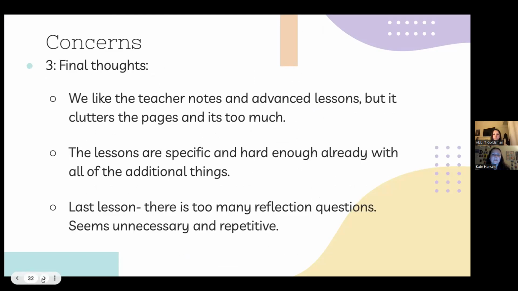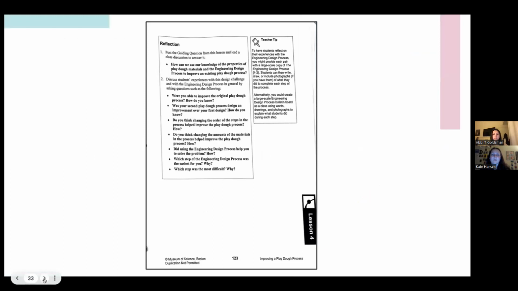Final thoughts. We like the teacher notes and advanced lessons placed throughout, but it clutters the pages too much. The lessons are specific and hard enough already with all the additional things added. And with the last lesson, it seemed to be too many reflection questions, and it's a little unnecessary and repetitive. And this shows those final reflection questions.